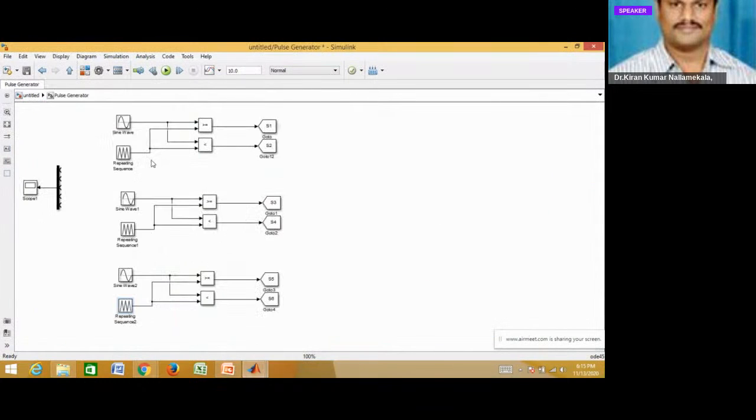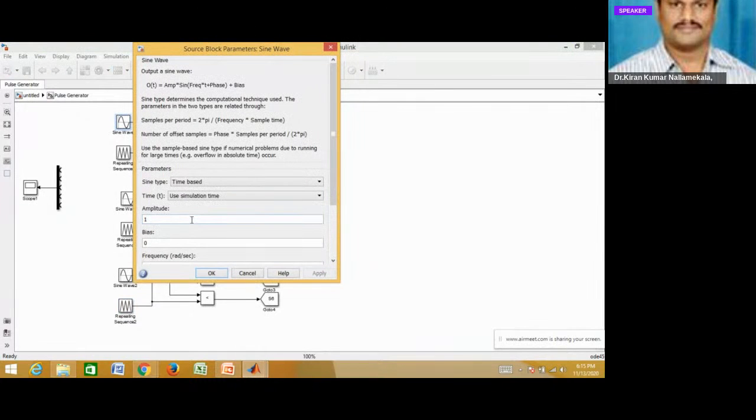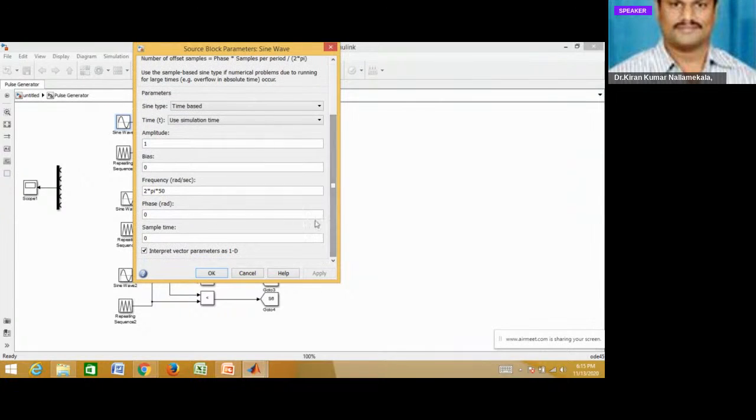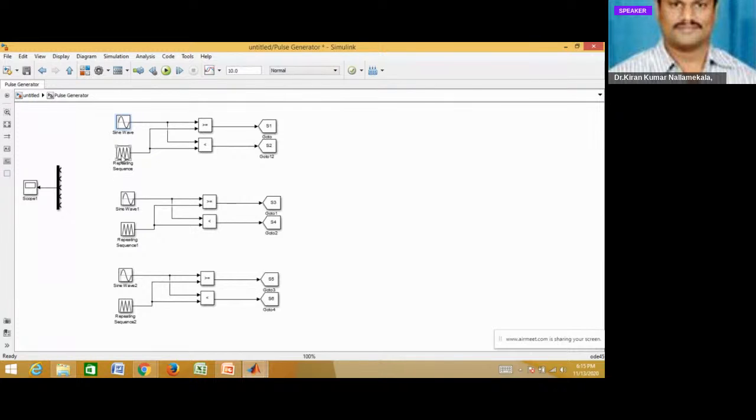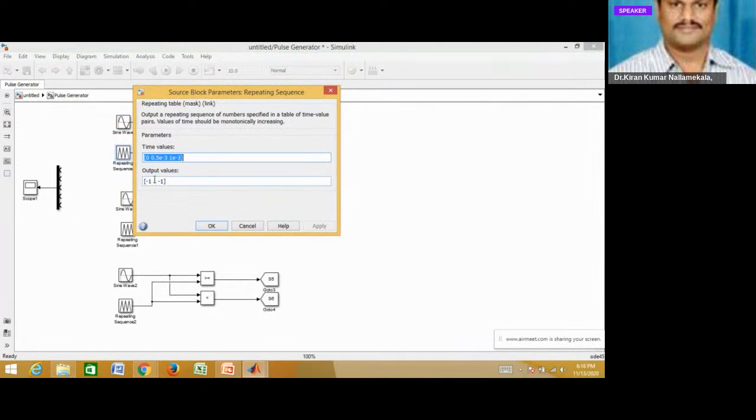So now here I am taking one sine wave which has a magnitude of 1 and frequency 2 pi into f, that means 50 hertz frequency. Phase delay is 0 for A phase. The triangular wave varies from -1 to 1, with 0.5 e minus 3 and 1 e minus 3, representing 1 kilohertz switching frequency, which I explained on day 1 on how to generate the gating signal.